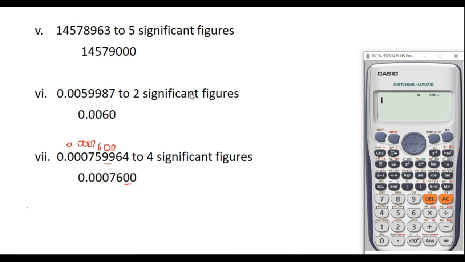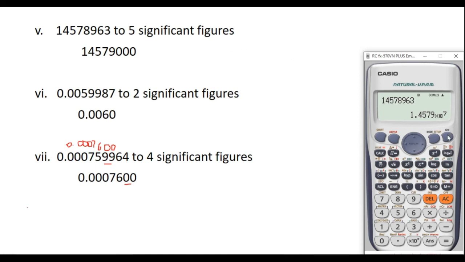Now let's do that for V, because V said we should correct the number 14578963 to 5 significant figures. So input that number, 1 4 5 7 8 9 6 3, then press equal to. You can see that when you correct 14578963 to 5 significant figures, you are going to get 1.4579 times 10 to the power 7, and that number will be 14579000, as shown as we solved here.